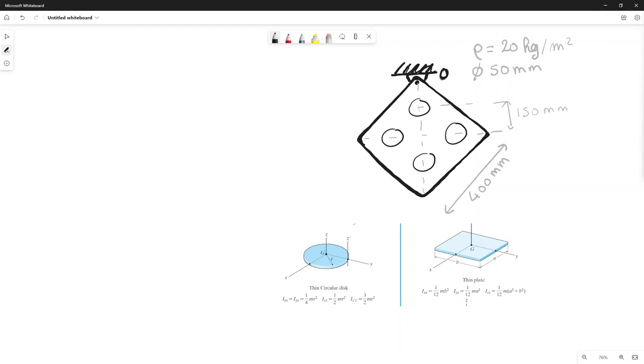Okay, we are working on this example of mass moment of inertia. You see this plate is made of a square, so that's why I took the mass moment of inertia of a thin plate and 4 circular disks. We want the mass moment of inertia about O, so about this axis there. Maybe we can think first about finding the moment about each center of the disk and move it to O.